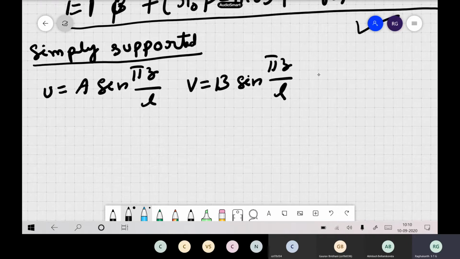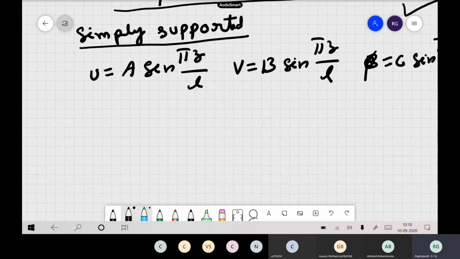And then we have phi also, sorry, this is beta. This beta is also some C sine pi z by L. Let us assume that the geometric boundary conditions are satisfied. So substitute in these equations.